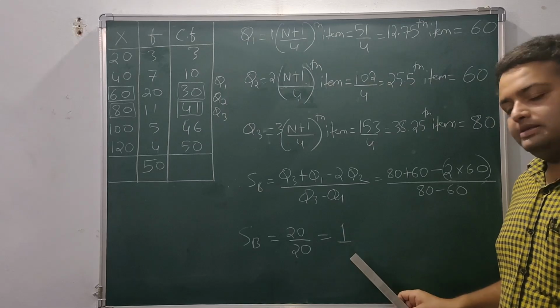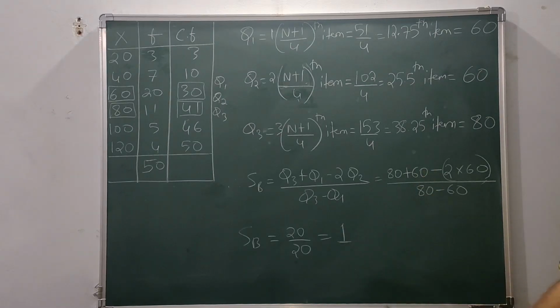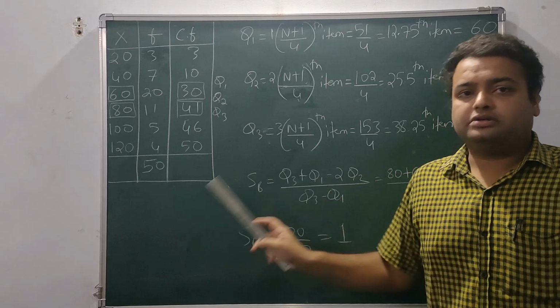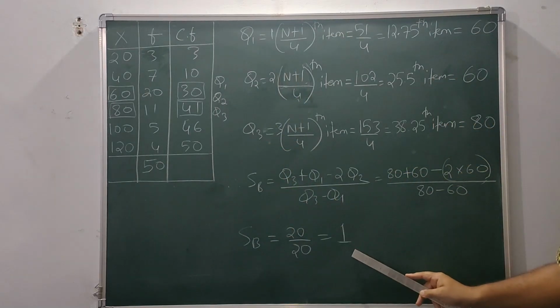Now observe this number, it is a positive number. Therefore, we conclude that the given distribution is positively skewed.